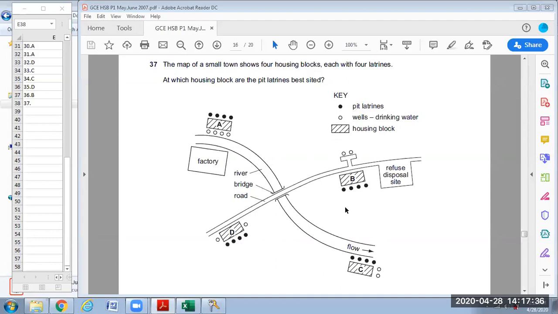And you have a good space from the well. Your drinking water is away from the latrine. So the best answer here is B. Study it well. Look at the river. Anytime you have a river, the water just flows, and that could carry the sewage along the river itself.